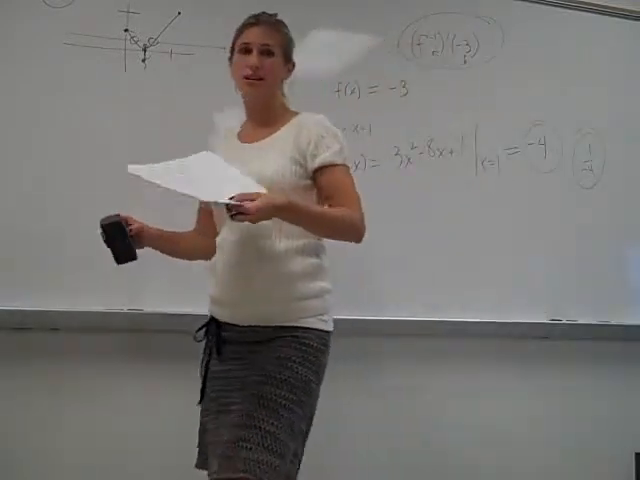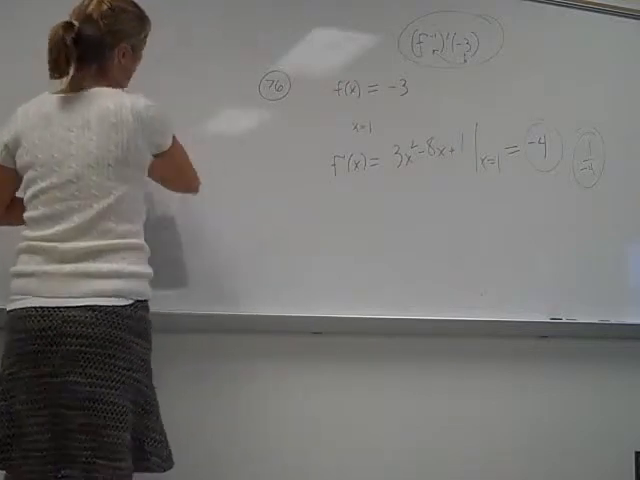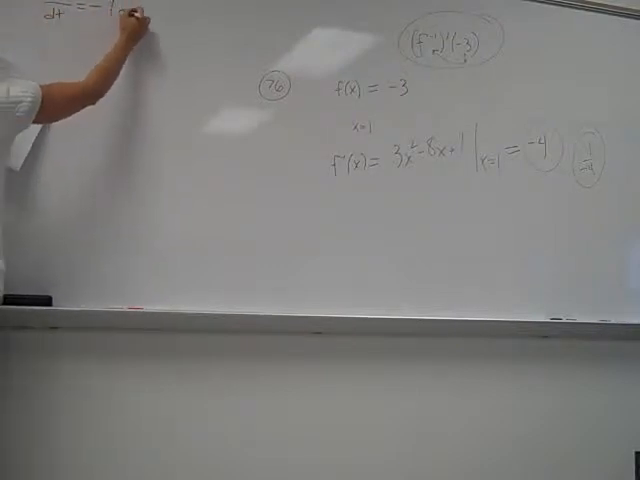Anyone want to go over 78? Okay, 78. You'll understand, it's just really tricky. Okay, the radius is decreasing, so dr/dt is negative 0.1 centimeters per second.